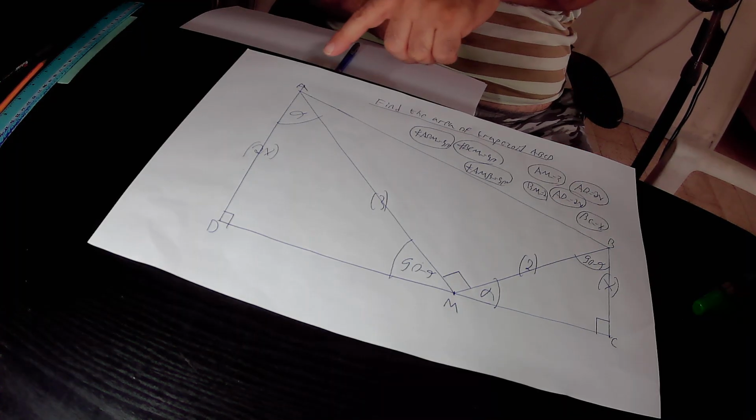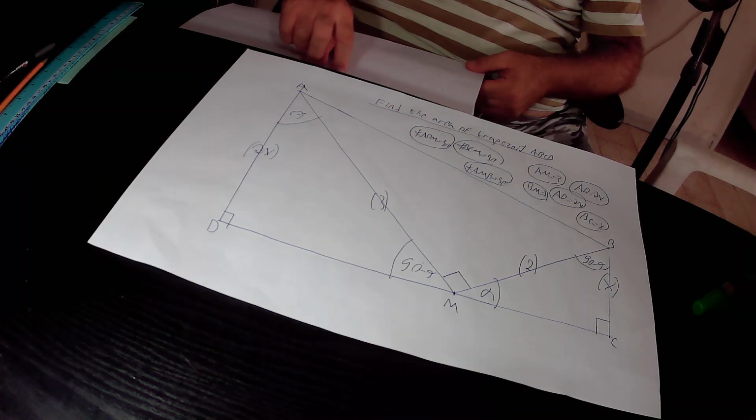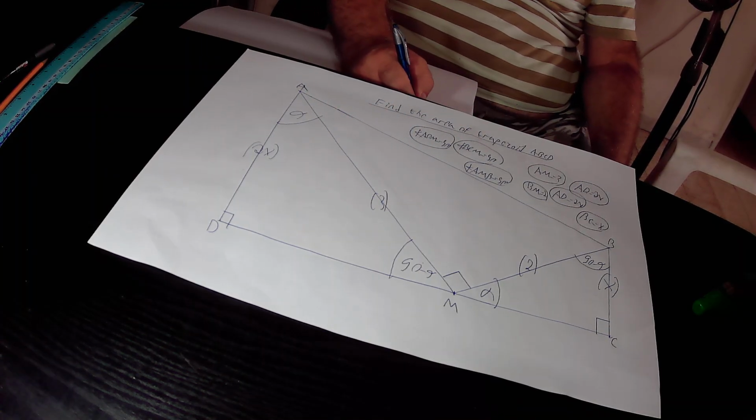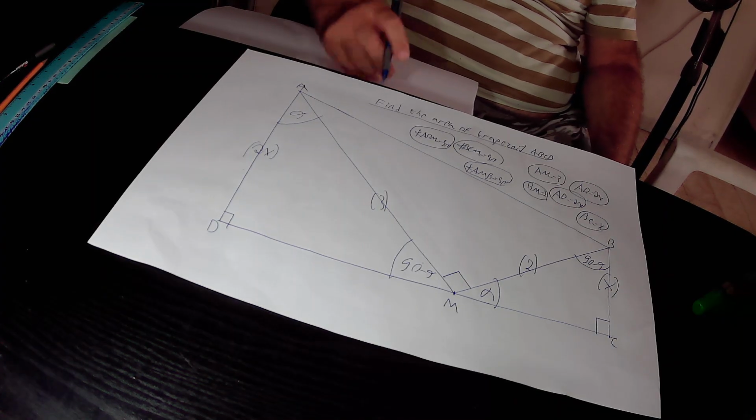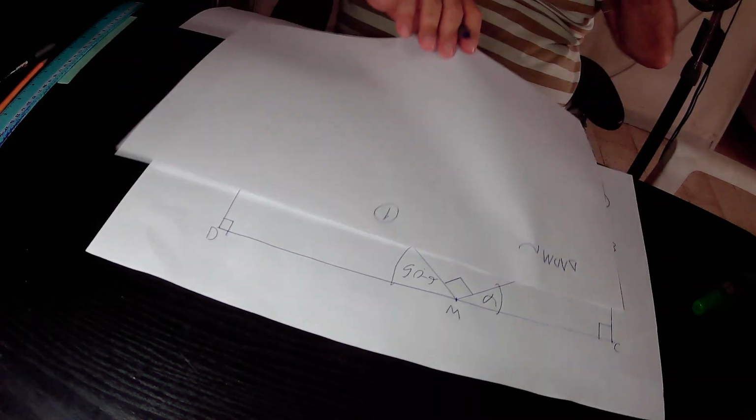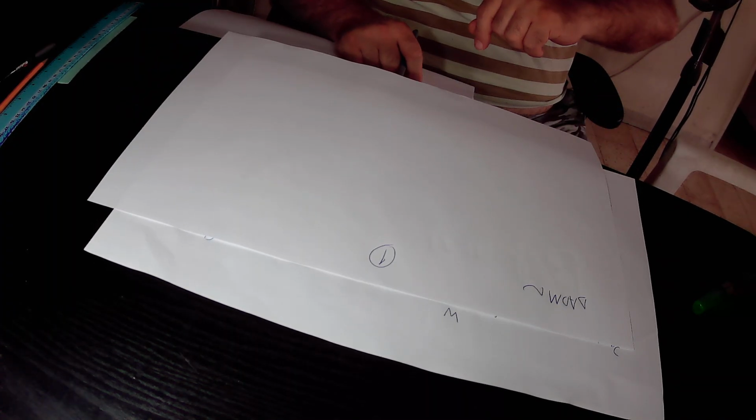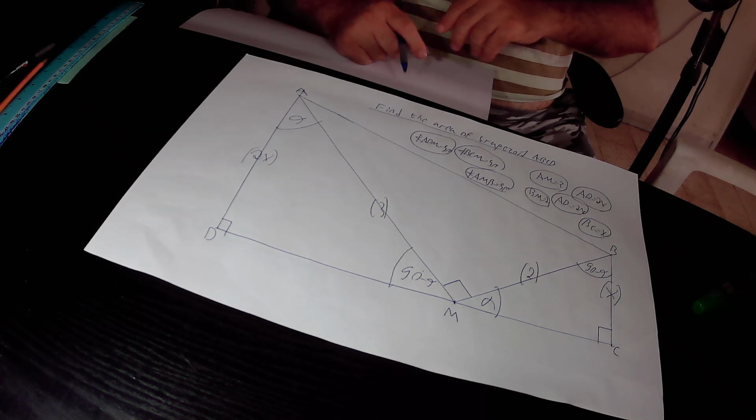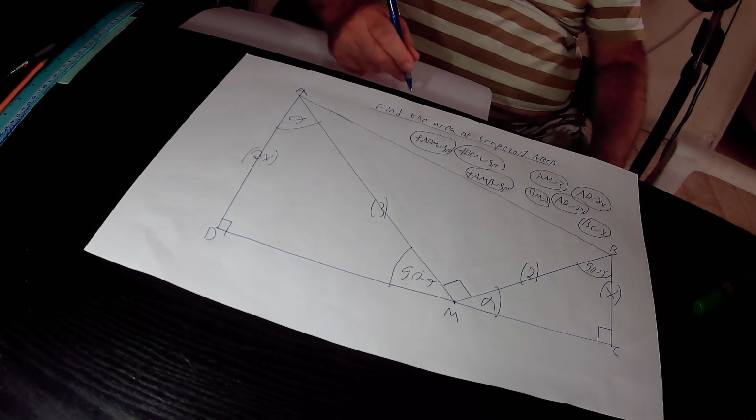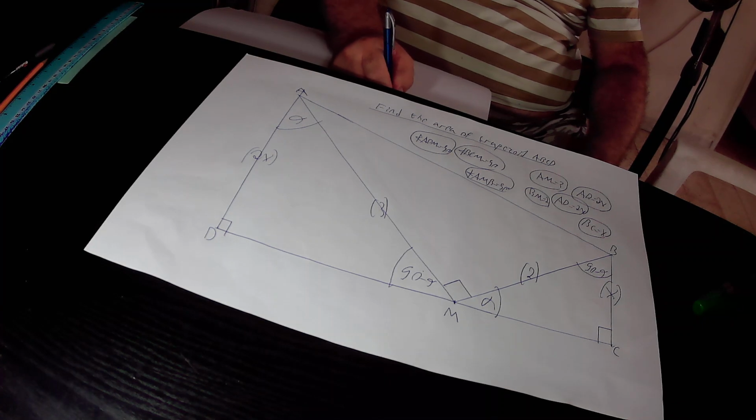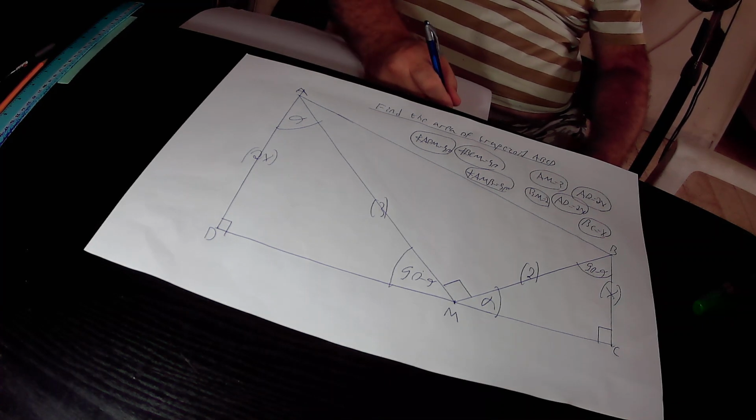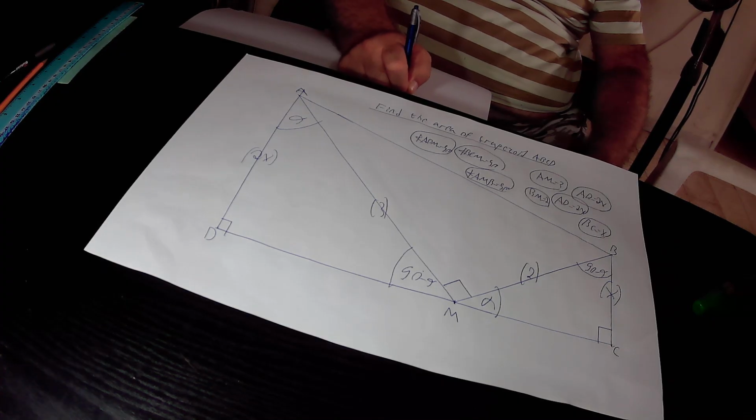Since we proved that the right triangle ADM is similar to the right triangle BCM, according to the angle similarity rule.